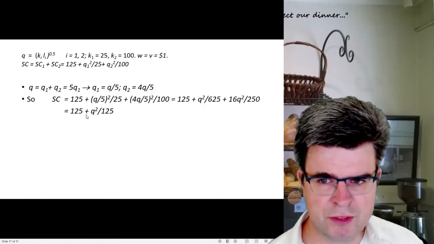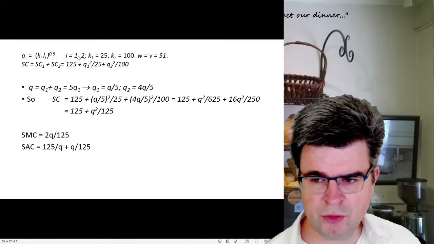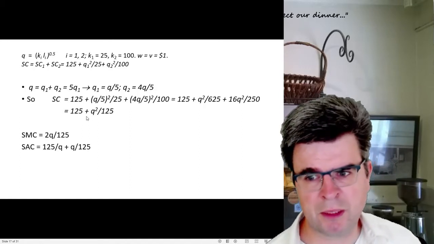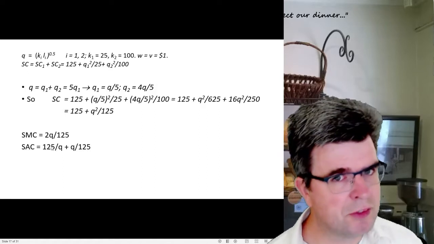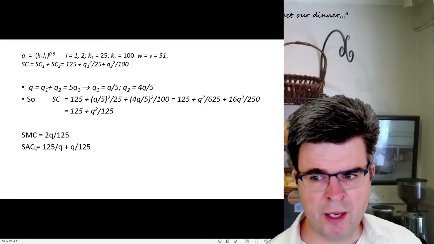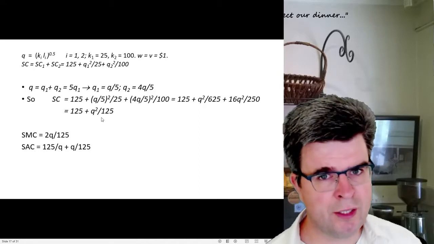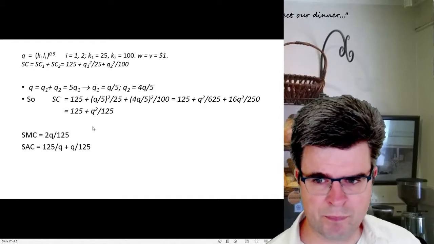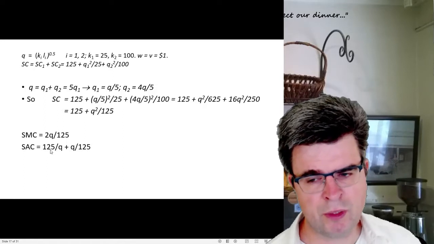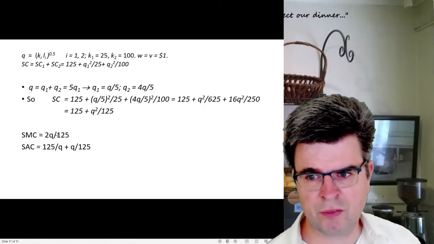Now, given that we have this expression, the rest easily follows. So the short-term marginal cost is equal to the derivative of this thing with respect to Q. It's a very simple derivative. So it's 2Q over 125. And the short-run average cost is the short-run cost divided by total output Q. So we divide this expression by Q, and we arrive at 125/Q plus Q/125.